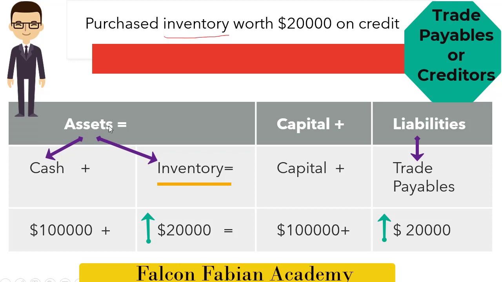So let's summarize the accounting equation. Under assets, I have cash, which is 100,000. Then I have inventory, which is 20,000. So the total of my assets is 120,000. And under capital, I have 100,000. And my liabilities are 20,000. So my left hand side is 120,000, which is equal to my right hand side, which is also 120,000.